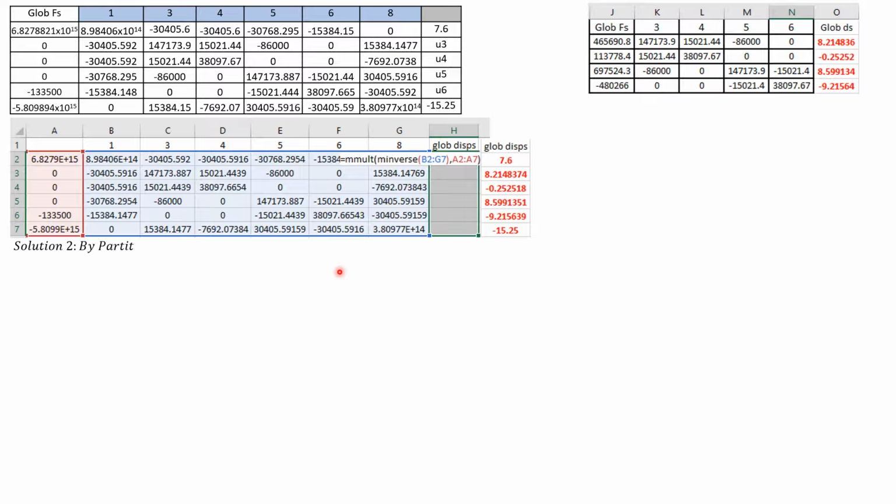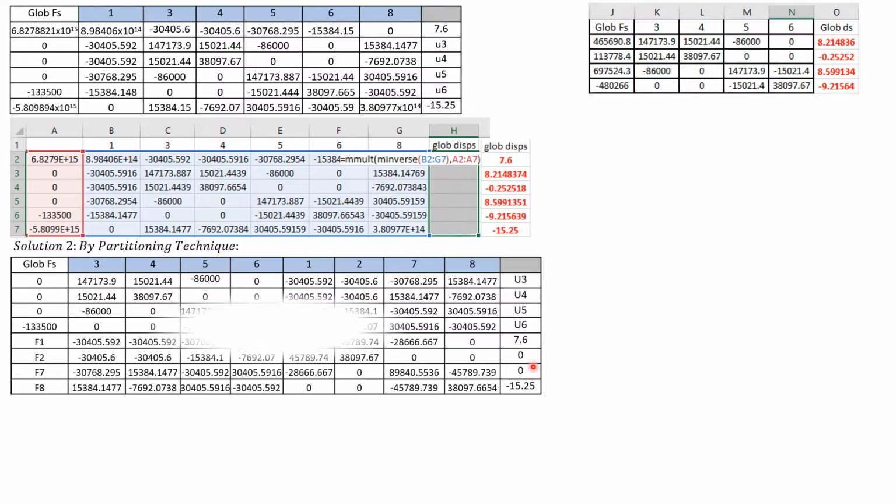Then let's solve this by the partitioning technique. So we first write the rows of unknown displacements U3, U4, U5, U6. So we have to change then the specified displacements: 7.6, U2 is 0, then U7 is 0, then U8 negative 15.25. So unknowns are the upper rows, and the bottom rows are the knowns or the specified displacements. So we divide this here. So that's the partitioning.